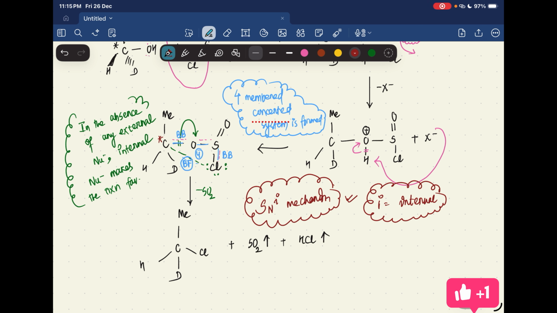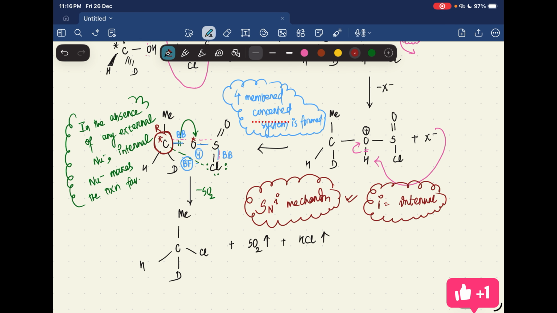But can we see, sir, this oxygen is also having a chiral center. Let's suppose this is a fixed center, a fixed configuration. Let's suppose I'm telling R. This is just general R, it can be S as well. I'm just taking it randomly.